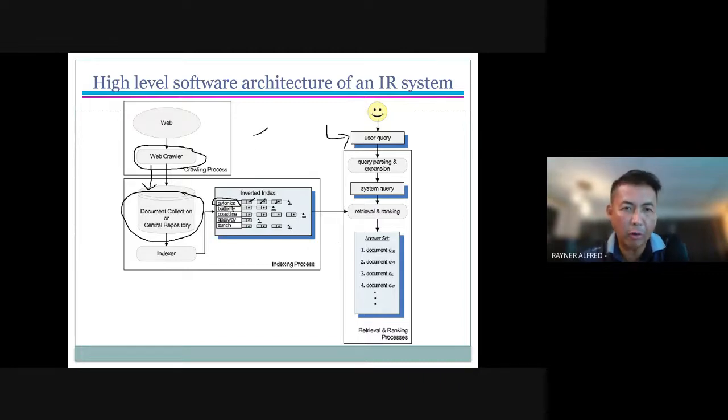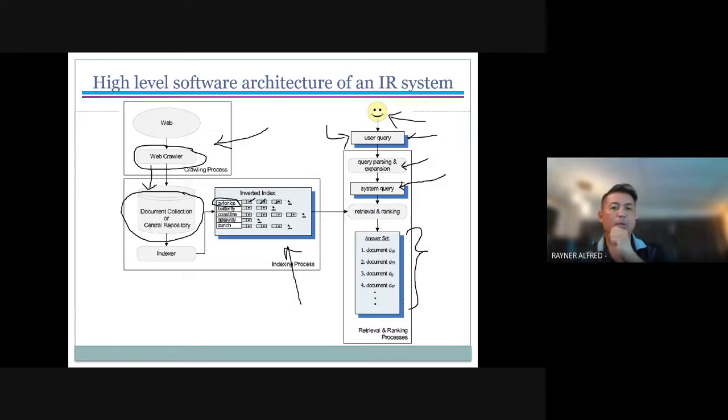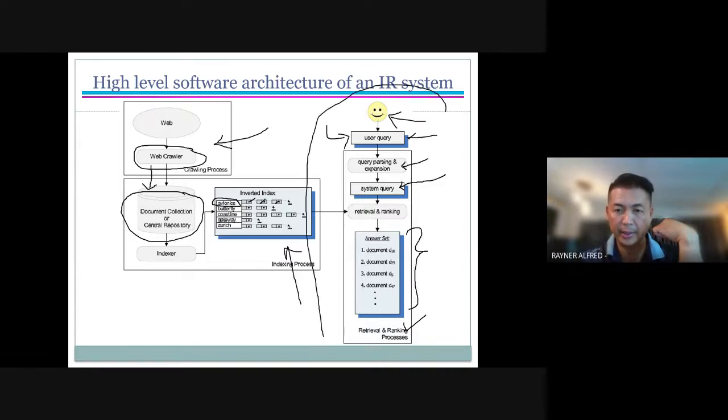So this is the crawling process. This is the indexing process. And this is you and me. We type in our query. We can expand the query. And then we can retrieve the documents, and then we can perform the ranking here. So this is what we call the retrieval and ranking process. Okay, so in this course, kita akan focus on this. This only.